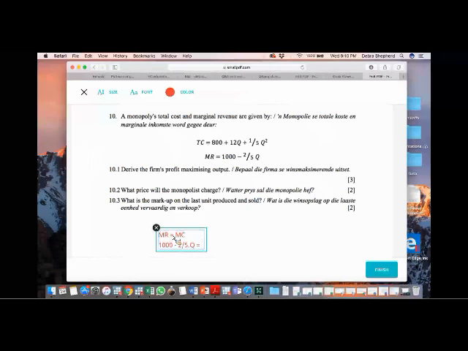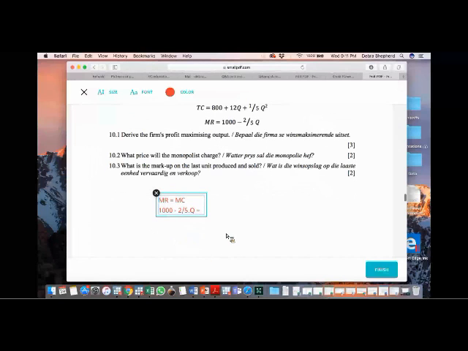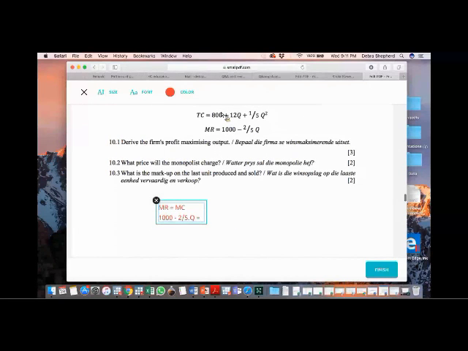We have to find MC, and MC would be the first derivative of total cost. So the first derivative of that function would be 800 falls away, 12Q becomes 12, and 1 over 5Q squared becomes 2 over 5Q. So this is MR equal to MC. And then we just solve for Q.